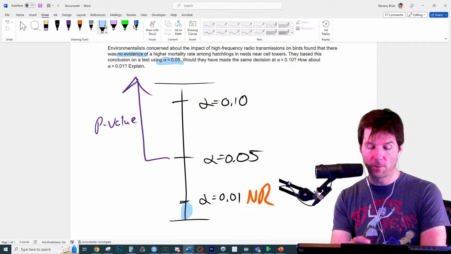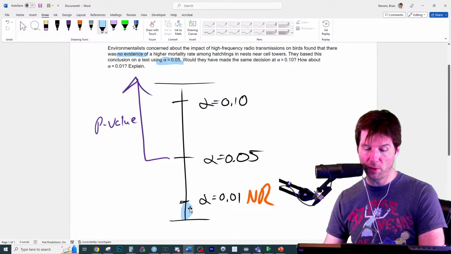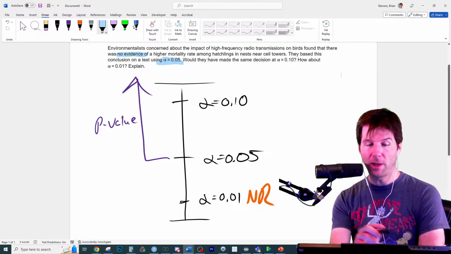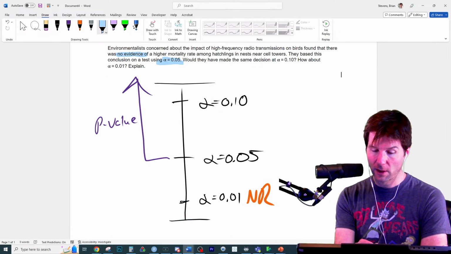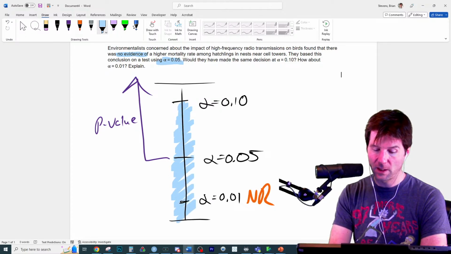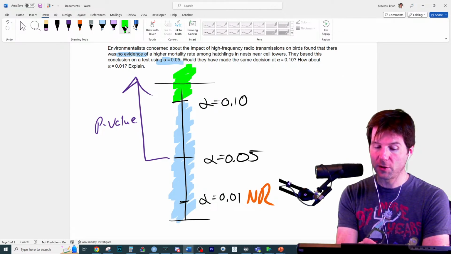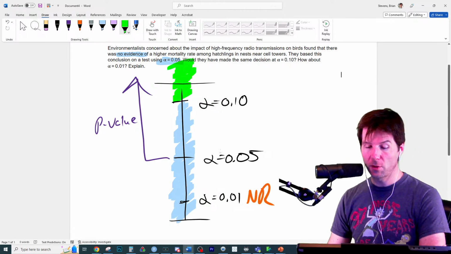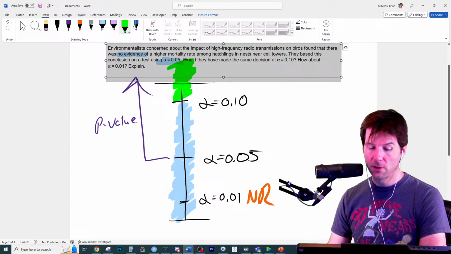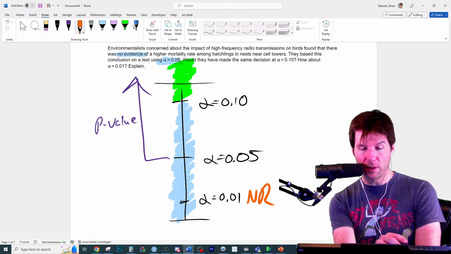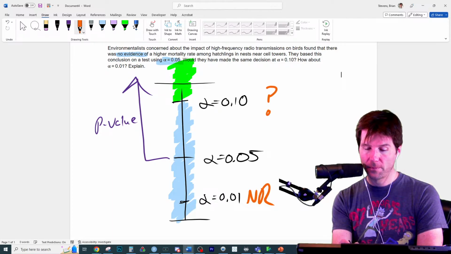But up here, if we look at this 0.10 alpha, it's possible that the p-value is either here in the rejection region, where you would reject, or it's up here in the fail to reject region. The p-value could be anywhere. So the answer for what we do at the 0.10 level of alpha is that.